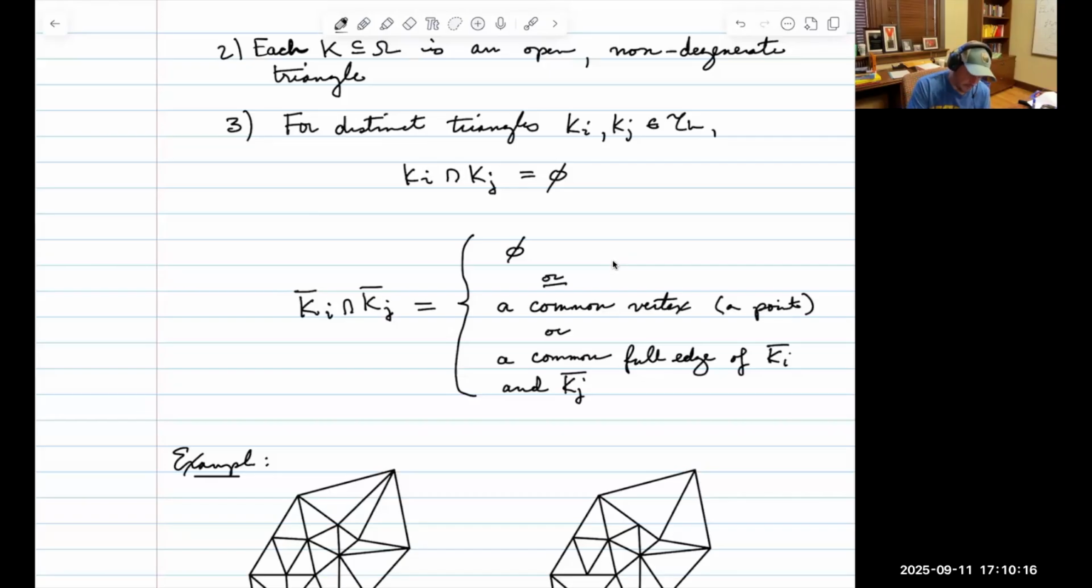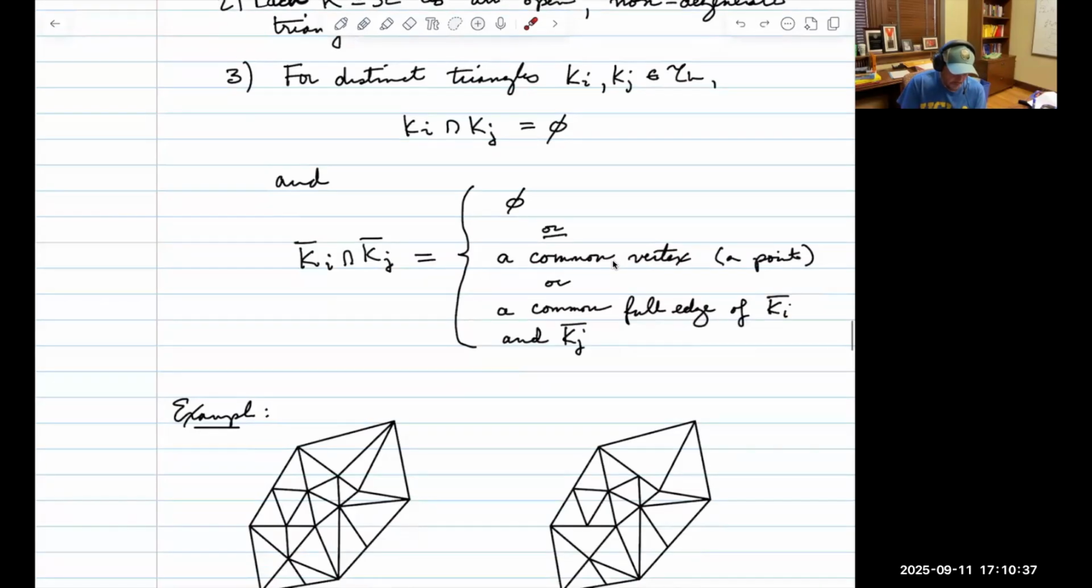Oh no, this is actually, I should have studied this more carefully, what I just wrote. For any two distinct triangles in the triangulation, they need to be disjoint, okay? They need to be absolutely disjoint from each other.